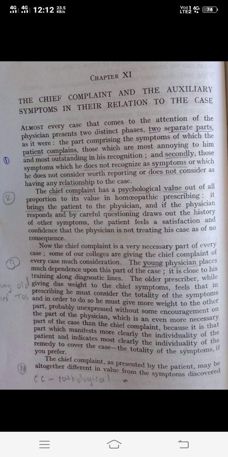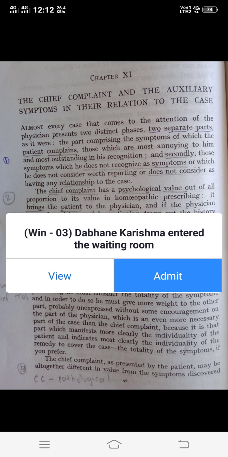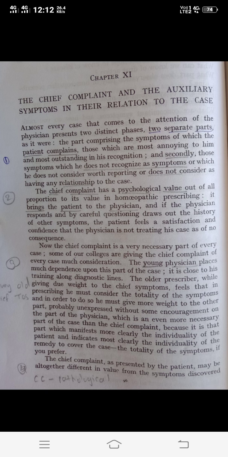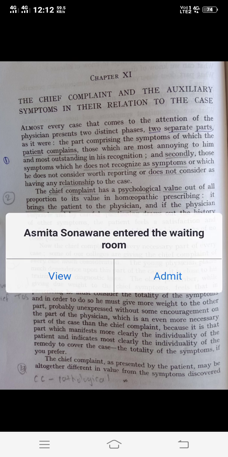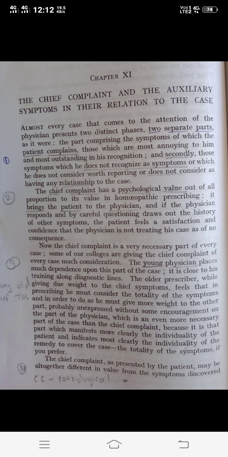So it is having a psychological value, and we have to give importance to the chief complaint also while we are narrating the symptoms of a patient, or while we are taking the case from the patient, as having a psychological value. So this is explained in this second para.